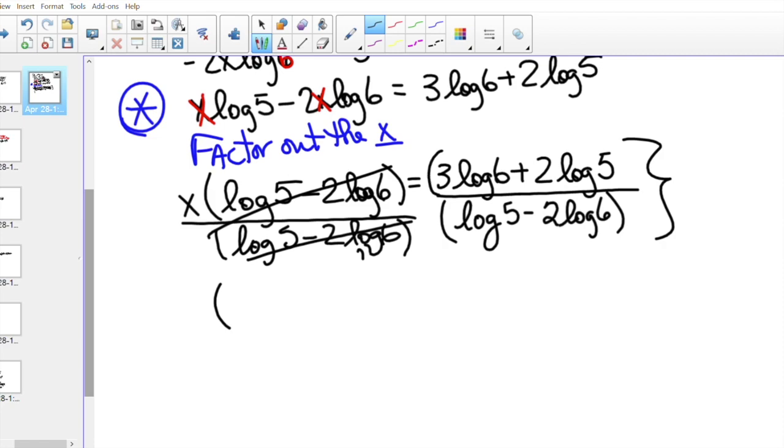So you write parentheses, then inside of it you would write 3 log. Now be sure on your calculator you put 6 in parentheses. If your calculator opens one, you got to close it before you can put the plus. 2 log. Now 5 has got to go in parentheses. But we open this first one.